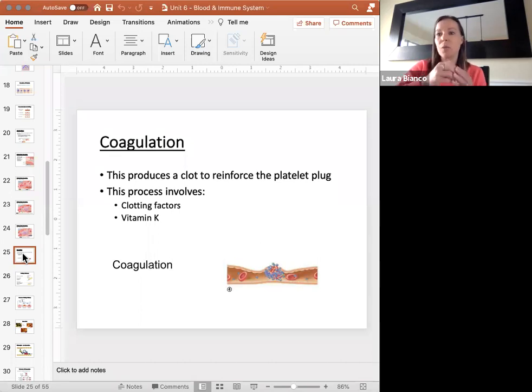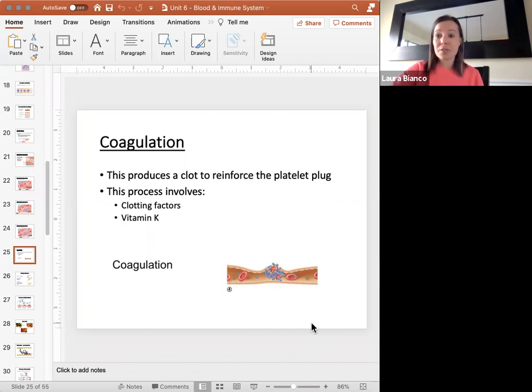The clot actually forms sort of around and on top of the platelet plug. And the actual clot is formed by proteins. It's like a mesh network of protein that surrounds those platelets. The process involves clotting factors, which are produced by the liver. They normally circulate through the blood, but they're inactive.